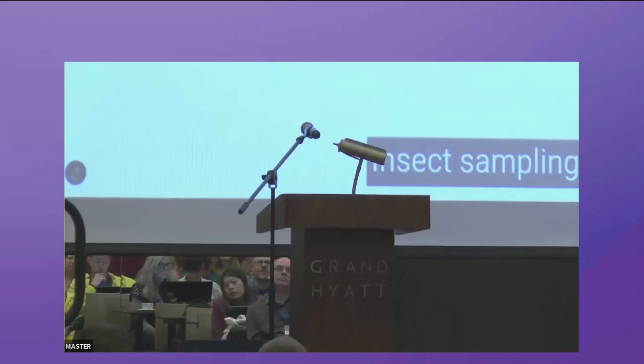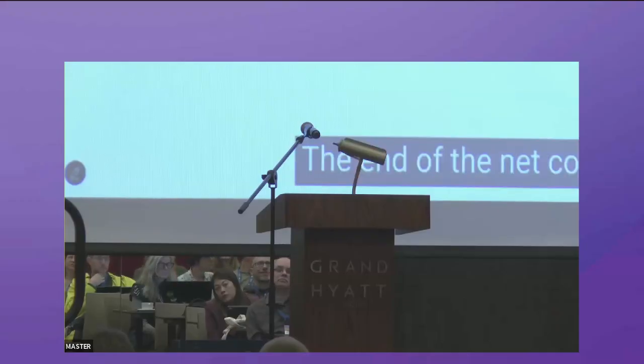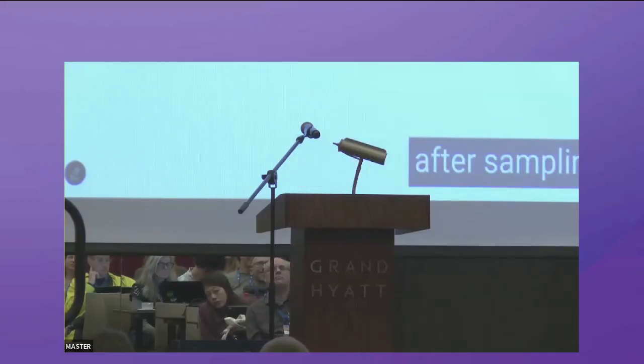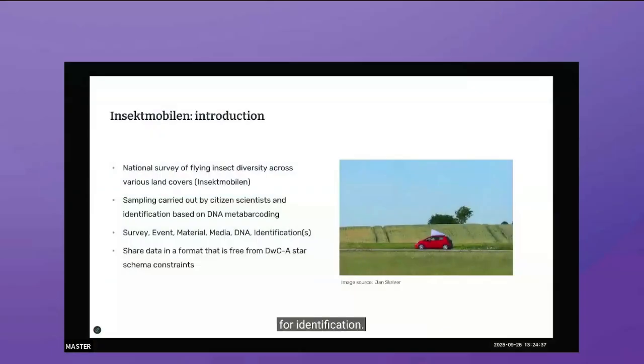Insect sampling was carried out by volunteers that drove on pre-designed 5-kilometer routes with large nets mounted on the rooftop of their car. The end of the net could be detached from the larger net after sampling, and the contents shipped to the National History Museum of Denmark for identification. The project consisted of a survey with individual sampling events for which there was collected material. Some of the material was photographed, and identifications were based on both morphology and DNA analysis.